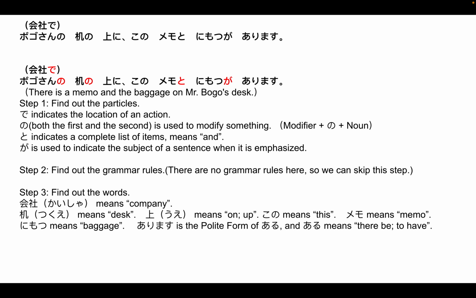Let's see step 3. 会社 means company. Tsukue means desk. Ue means on, up. Kono means this. Memo means memo. Nimotsu means baggage. Arimasu is a polite form of aru, and aru means there be, to have.